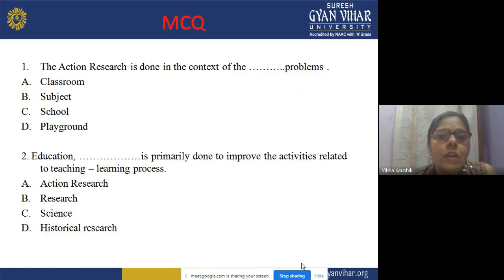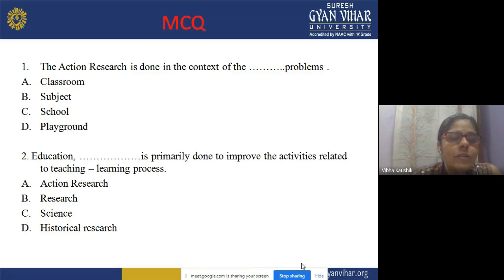Now, last one is MCQs. I will ask some MCQs related to the topic which we have discussed today. The first one: action research is done in the context of dash problems. A, classroom, B, subject, C, school, D, playground. The correct answer is classroom.